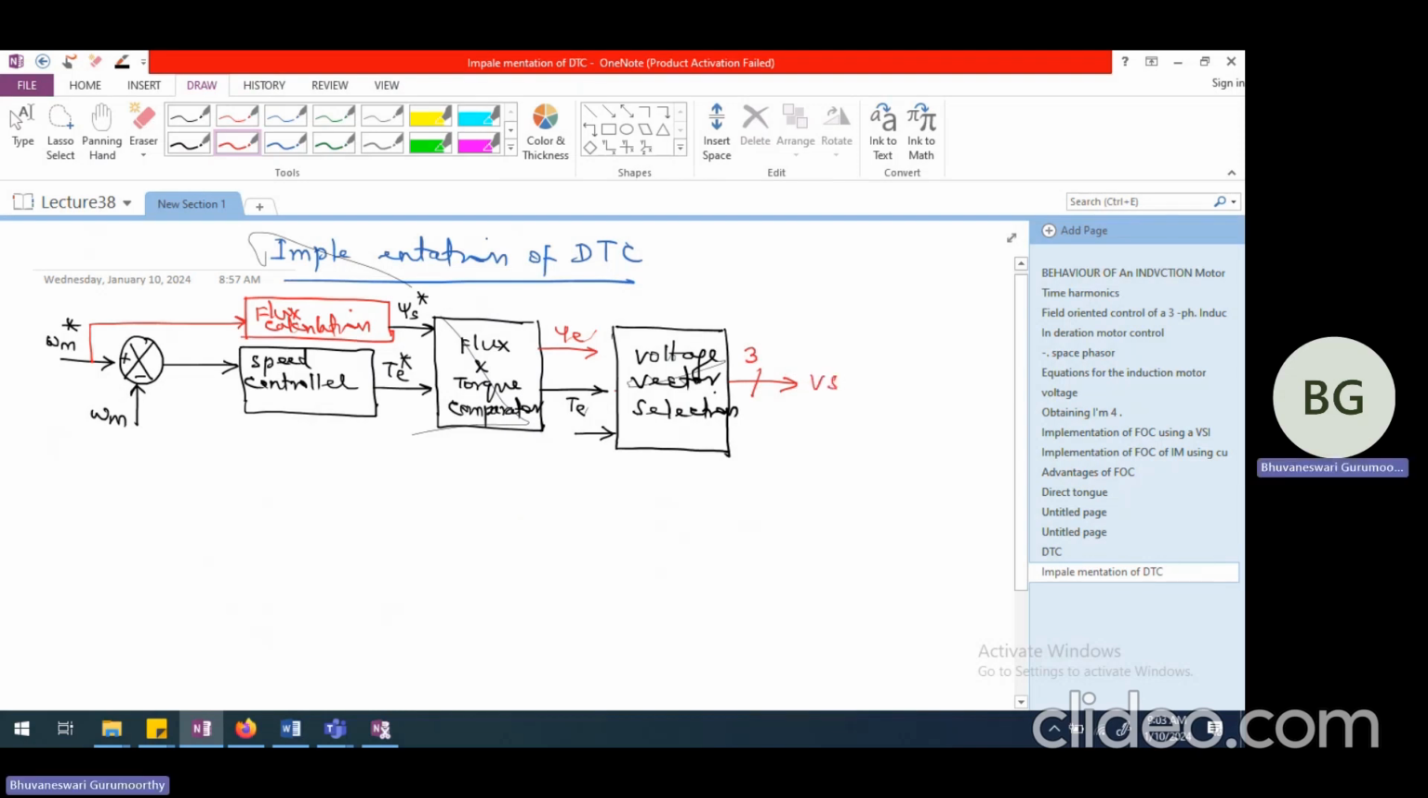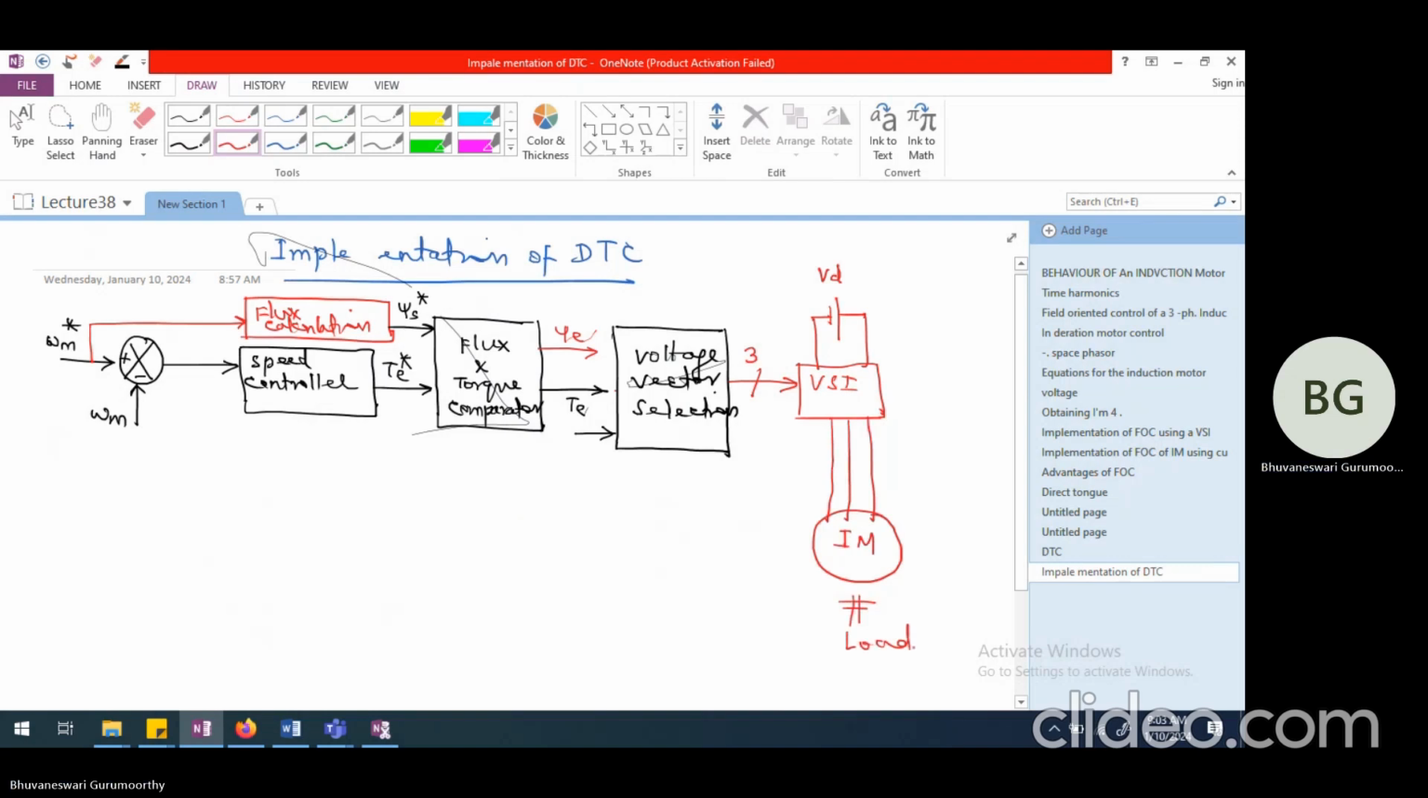The switch position goes to the VSI, and the VSI is already given a DC voltage. So I'm going to show the power part here. This is VD. What is coming out of here is going to go to the induction motor, and the induction motor is coupled to the load.